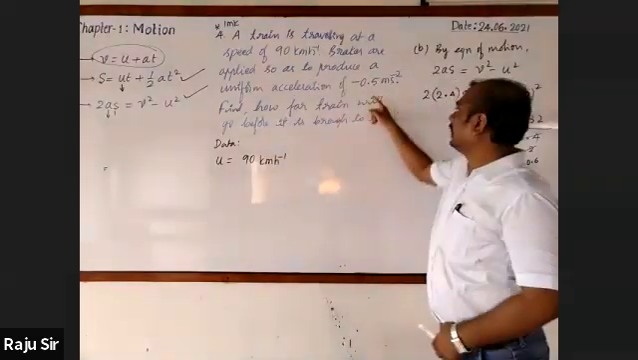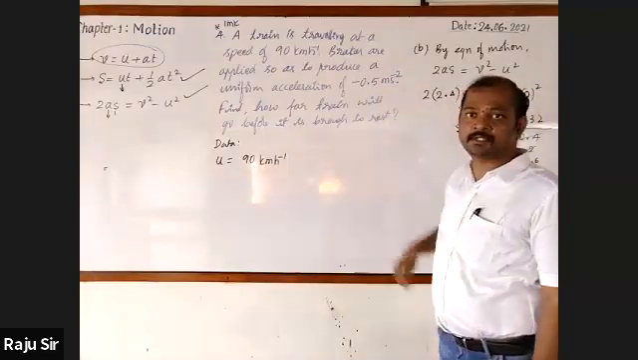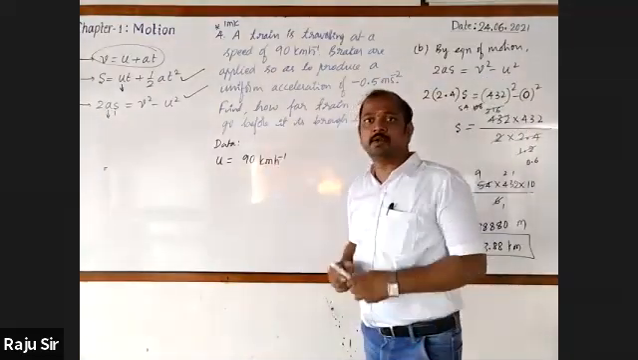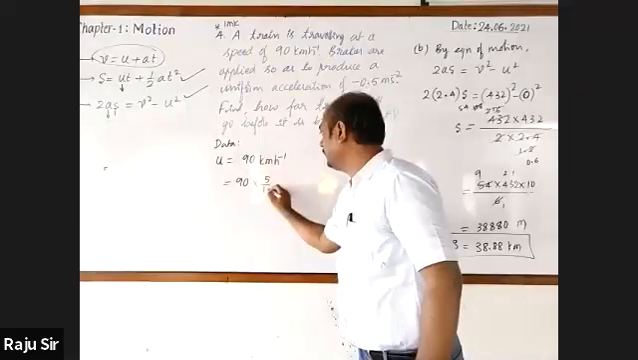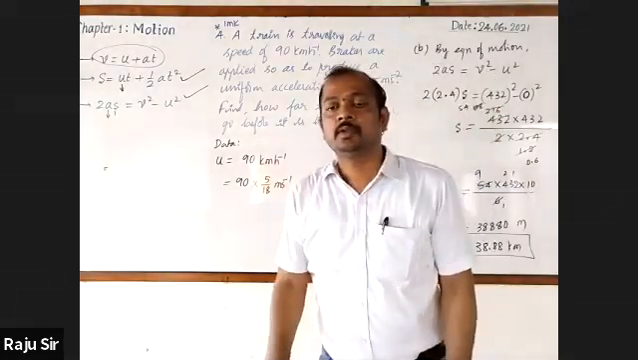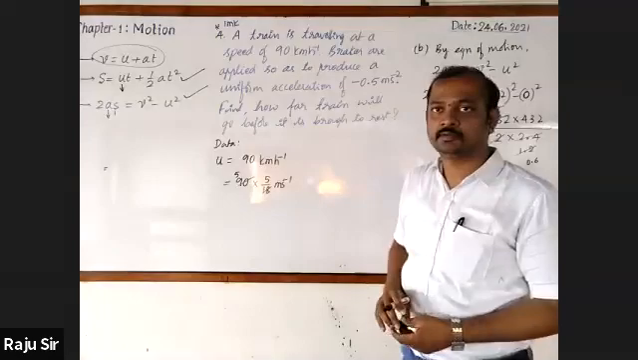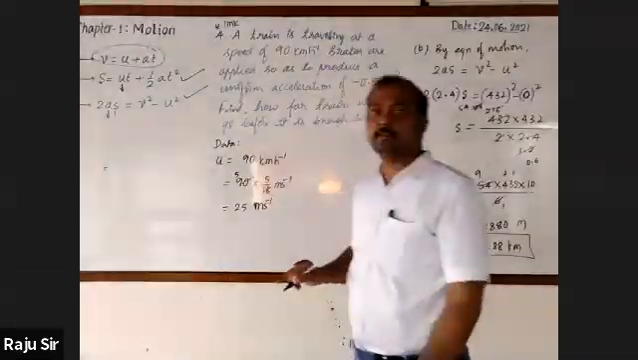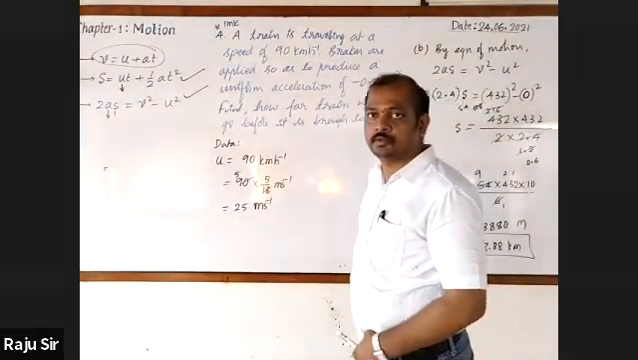And observe, another physical quantity has been given with meter per second. So let us convert 90 kilometer per hour into meter per second. 90 into 5 by 18 meters per second. Now let's cancel. 18 fives are 90, 5 fives are 25. So u is 25 meter per second. Have you got the same? Yes, sir.